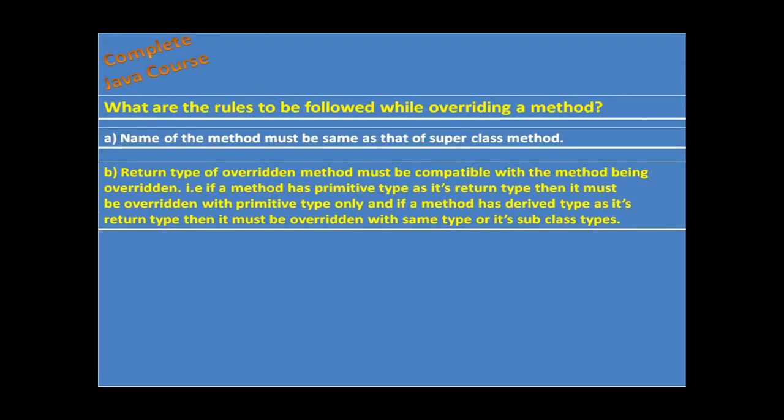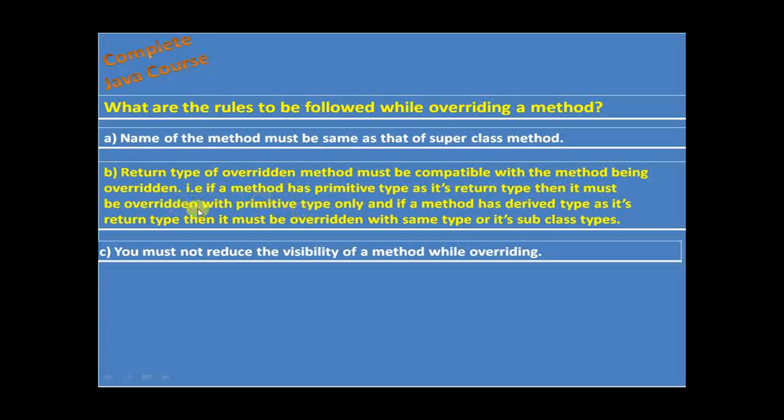Number two, return type of overridden method must be compatible with the method being overridden. That is, if a method has a primitive type as its return type, then it must be overridden with the primitive type only. And if a method has derived type as its return type, then it must be overridden with the same type or its subclass types.